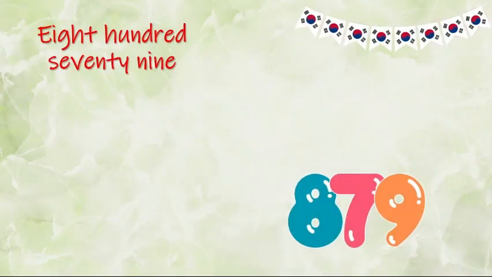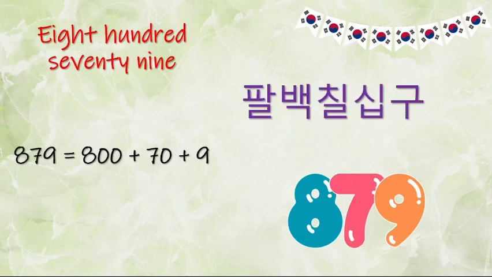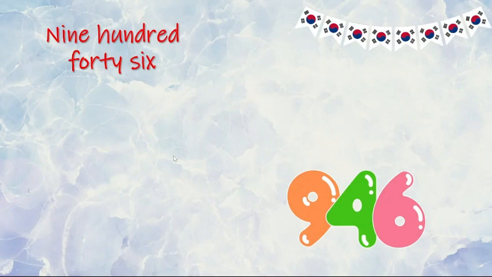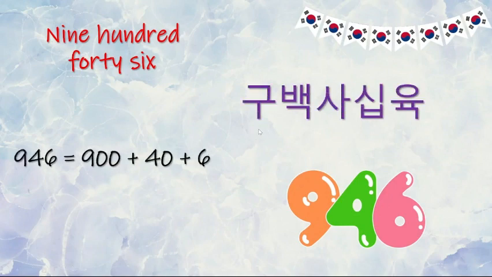Now let's see how to say 879, and that is 팔백 칠십구. 870 and 9. Okay, now comes the number 946, and that is 구백사십육. 940 and 6.